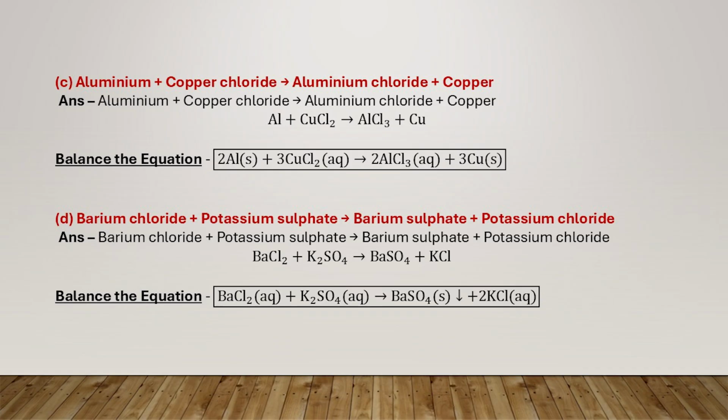Balance the equation: 2Al(s) + 3CuCl2(aq) → 2AlCl3(aq) + 3Cu(s). D. Barium chloride plus potassium sulfate gives barium sulfate plus potassium chloride. Answer: BaCl2 + K2SO4 → BaSO4 + KCl. Balanced equation: BaCl2(aq) + K2SO4(aq) → BaSO4(s) + 2KCl(aq).